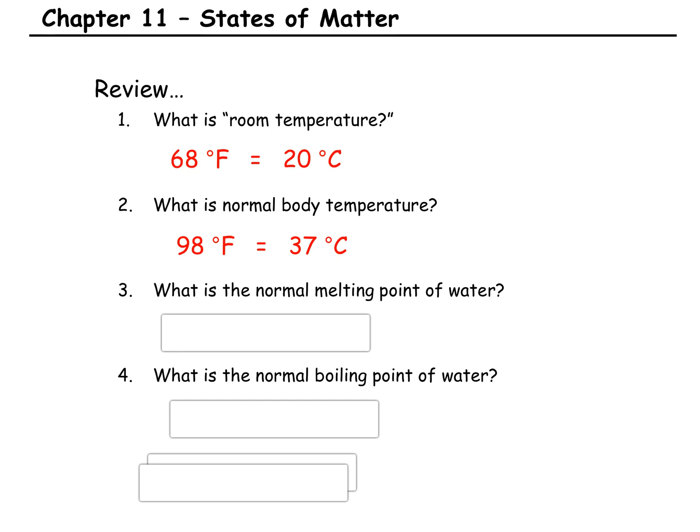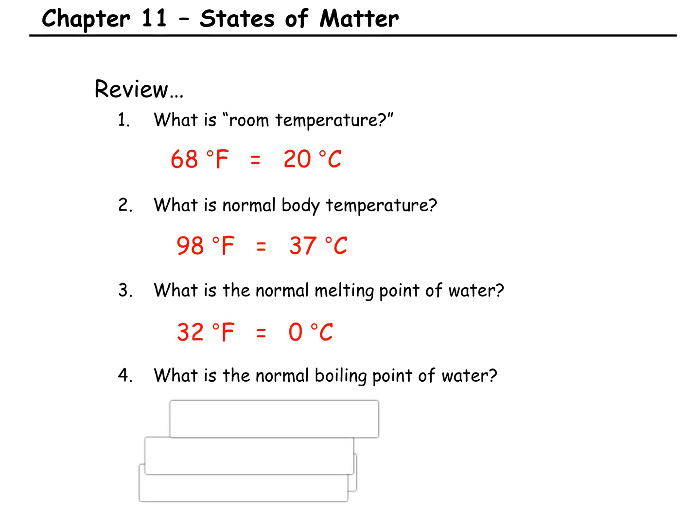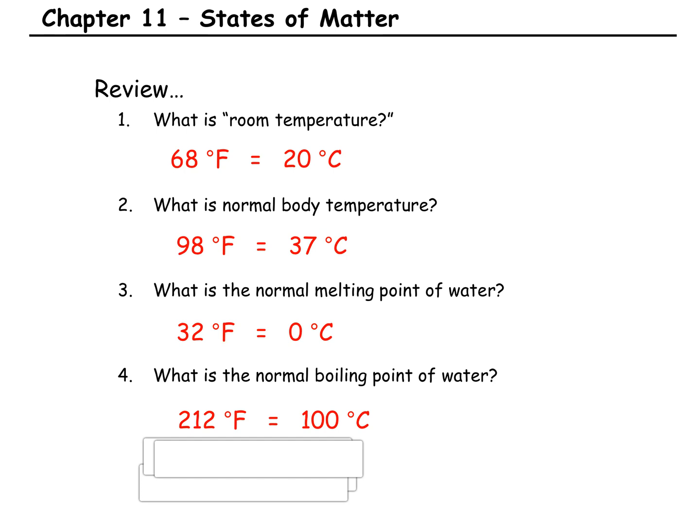What temperature does water boil at or melt at? Melt or freeze is going to be the same temperature. That is going to be 32 in Fahrenheit, 0 in Celsius. Now, when we say normal boiling or melting temperature, there's reasons why it could change. We'll see that in a minute. What's the normal boiling temperature then? That would be 100 Celsius or 212 Fahrenheit.